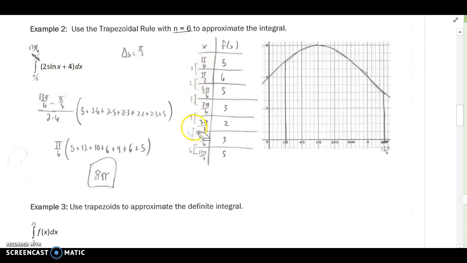How did I know which x values to choose? Well, since it started at pi over 6 and ended at 13 pi over 6, I did my delta x, 13 pi over 6 minus pi over 6, then divided that by 6 to find the width of each one. That's how I knew where these were going to end up. And then again, I just followed through the formula and I got 8 pi. So see if you can work through that one on your own.